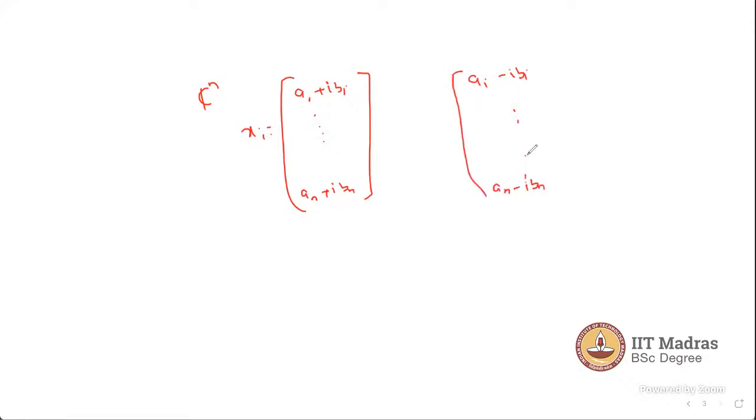As I told, we just need to change the sign of the imaginary part. Everything else will be the same. Okay. So once we do this, when I talk about xi bar transpose, then this column will become a row, a1 minus i b1, and so on, an minus i bn. Okay, I hope that part is clear.